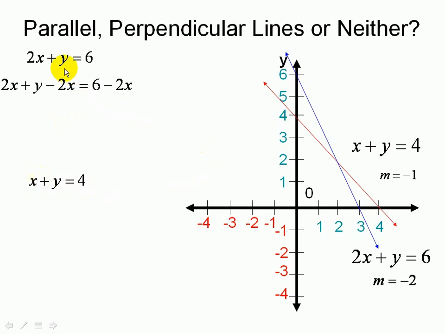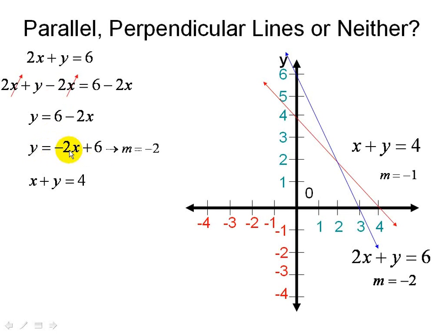So solving for y to isolate it, so we have it in slope-intercept form, we subtract 2x from both sides. The 2x cancels, and that leaves the following equation, where y equals negative 2x plus 6.